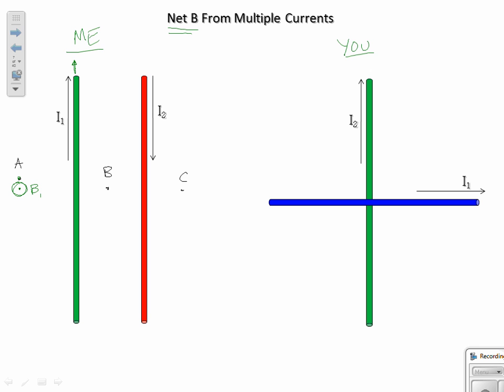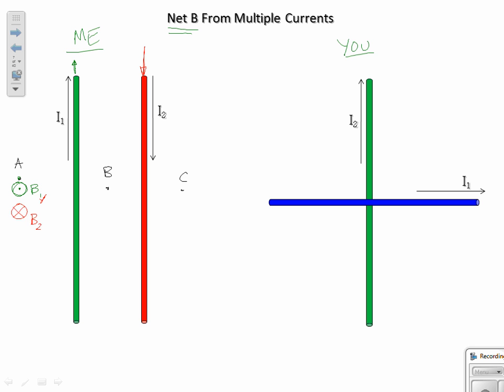Okay? Now, at location A, if we look at the red current that goes this way, we would put our right thumb downward. And then at location A, my fingers would be trying to poke into the page if I keep my right thumb pointing downward. So that means that B2 out here would point into the page. Make sense?